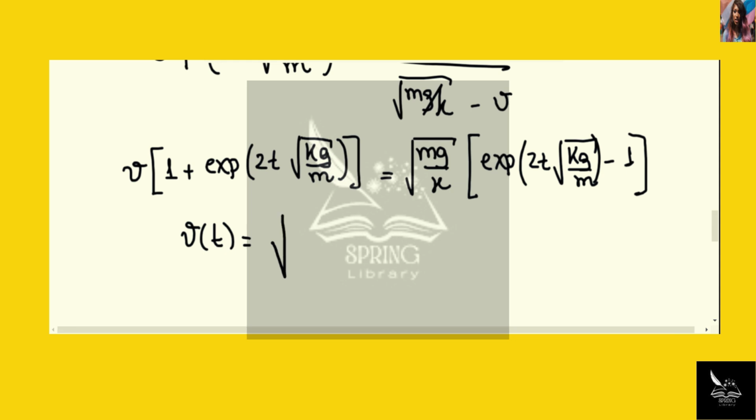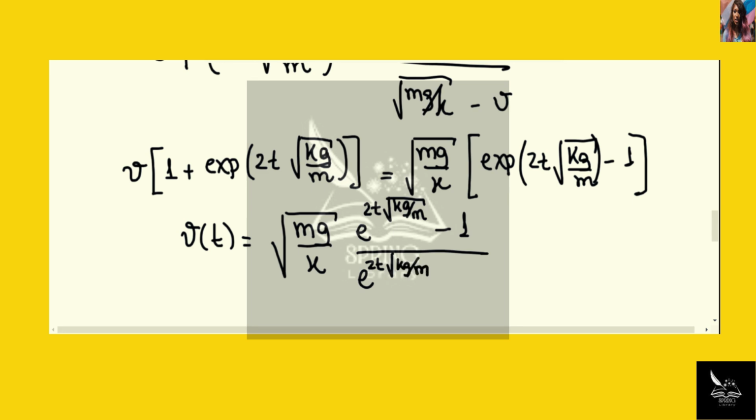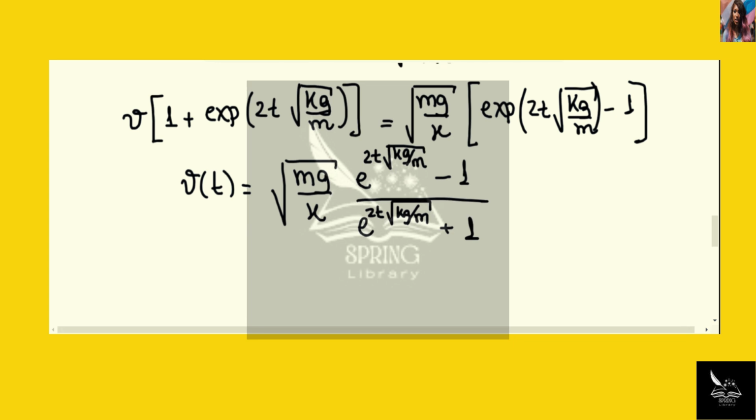So the speed v as a function of time is the square root of mg over k times the exponential of 2t times the square root of kg over m, minus 1, divided by the exponential of 2t times the square root of kg over m, plus 1. So this is the first answer.